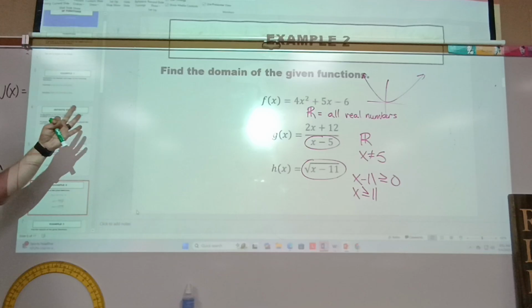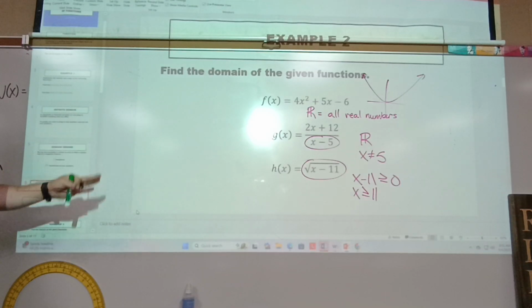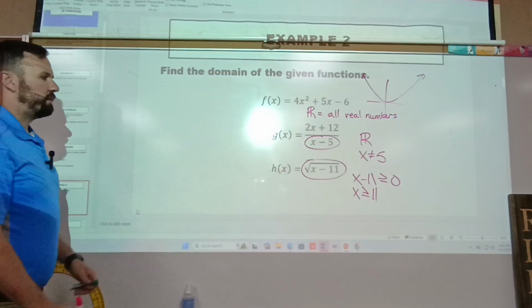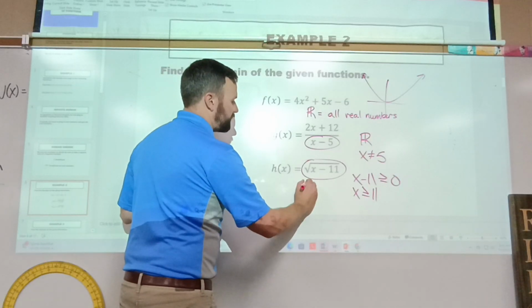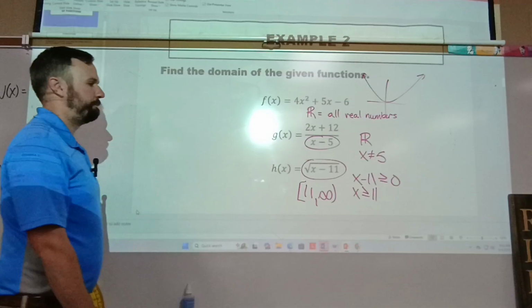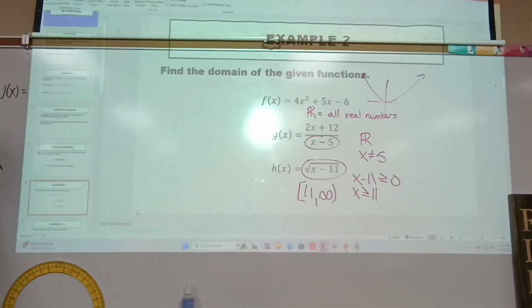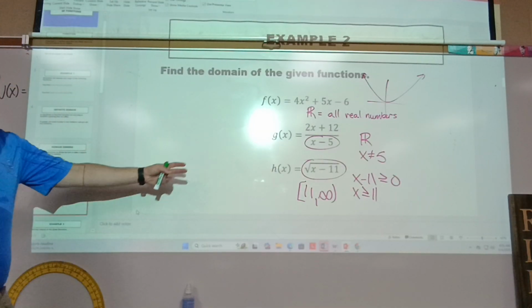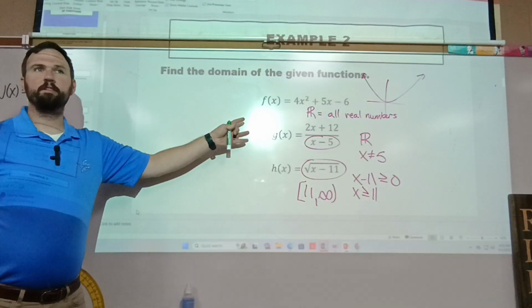Those are the three cases you're going to see this chapter, this unit. If you want to do interval notation because you're cool now, that's what you do. I'm not going to make you do interval notation for these two.